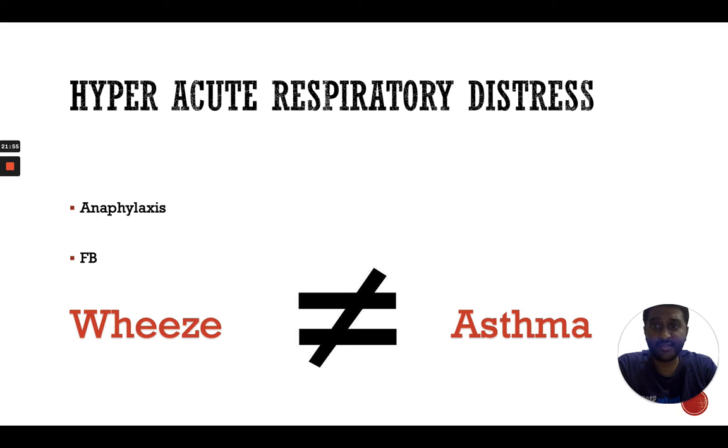Okay, and next thing is not all V's is asthma. Okay, because anaphylaxis can cause V's. Foreign body, as I said, it blocks the bronchus, can cause V's. That is one of the reasons we would do an X-ray in a patient who presents with first V's. Okay, and croup can cause V's as well. Okay, so all V's is not asthma, right?